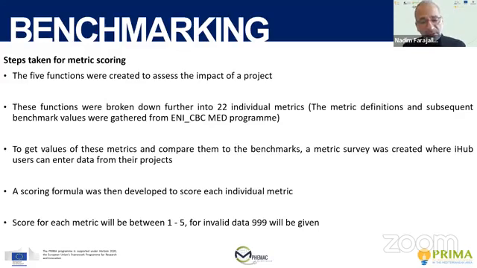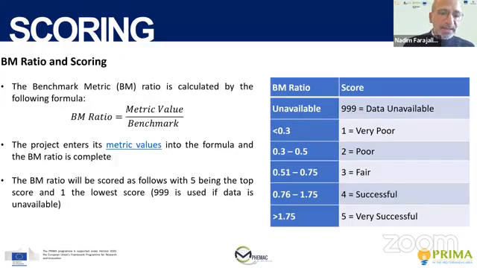If no data was available, we gave them the value 999, so that when we enter the data into iHub, it would automatically drop this metric that has a value of 999 from the assessment, so that it will only calculate scores for metrics with values between 1 and 5. And this is how we did the calculation.